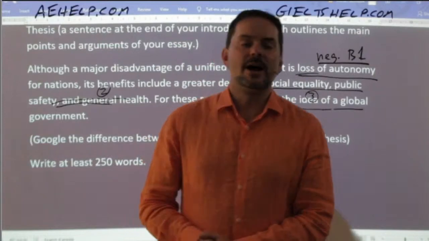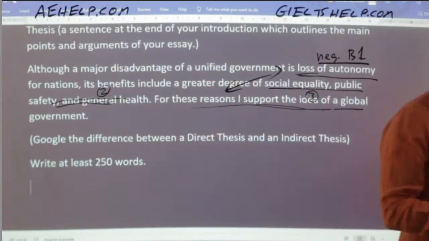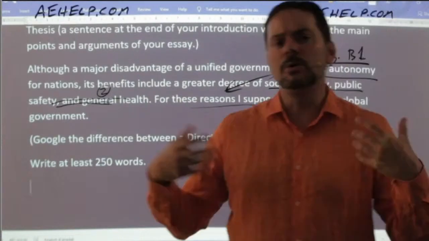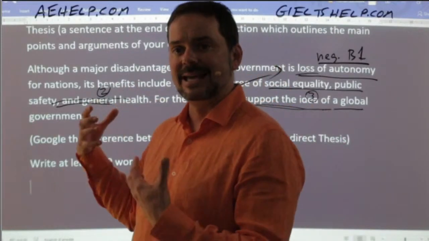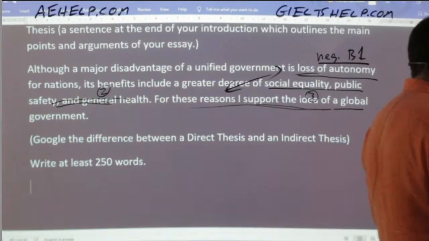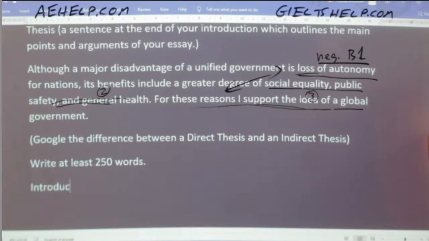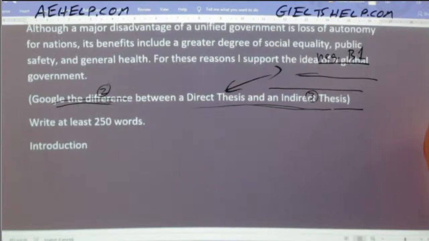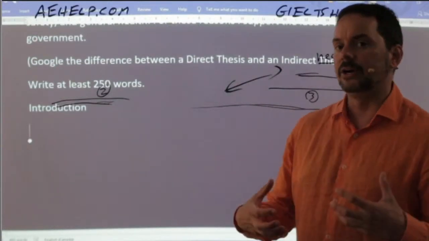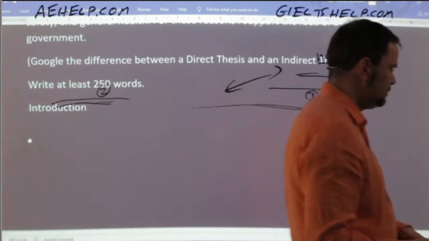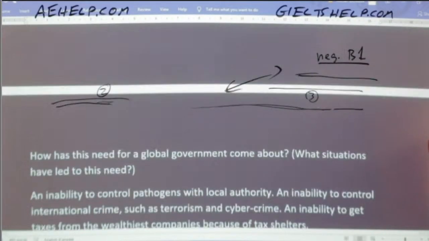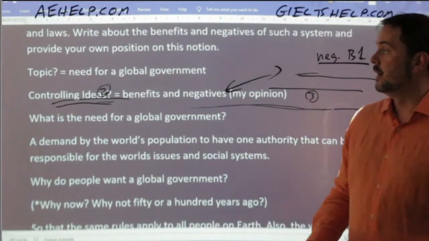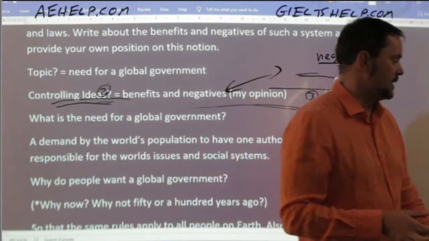So all right, now that we have our thesis, we can write our introduction. And we want to keep our introduction short, and we want to use the information that we did during the planning. Okay, so the introductory paragraph, and remember students, I'm showing you how to write a Band 9 essay here, so an essay with a lot of clarity and detail. Okay, all right, so the introduction should have a hook. And the hook should include the topic. So here, remember our planning, it's the need for a global government, okay?